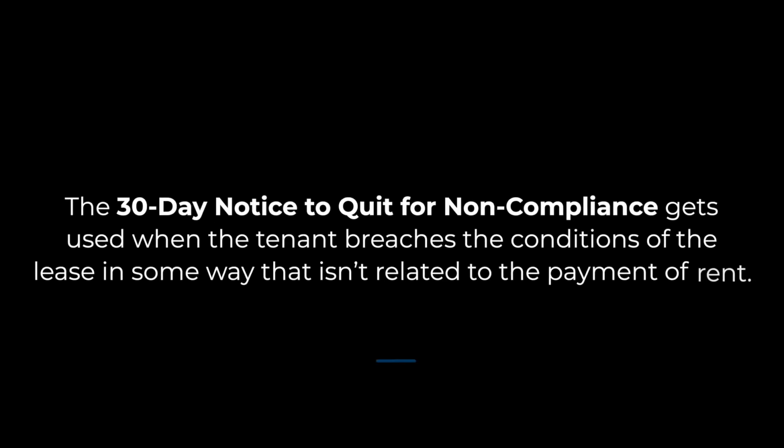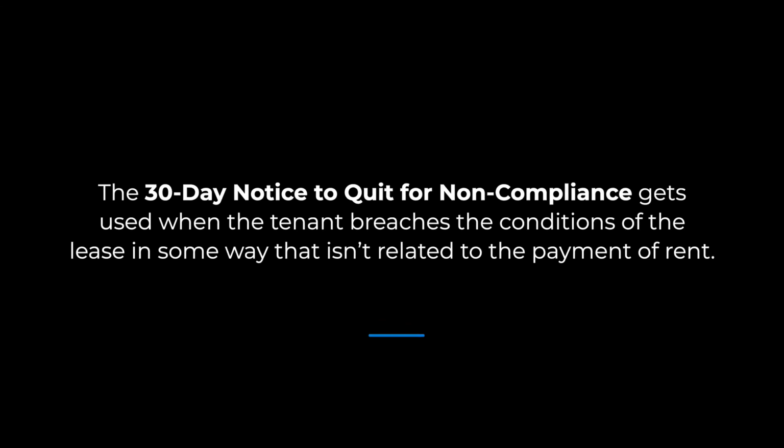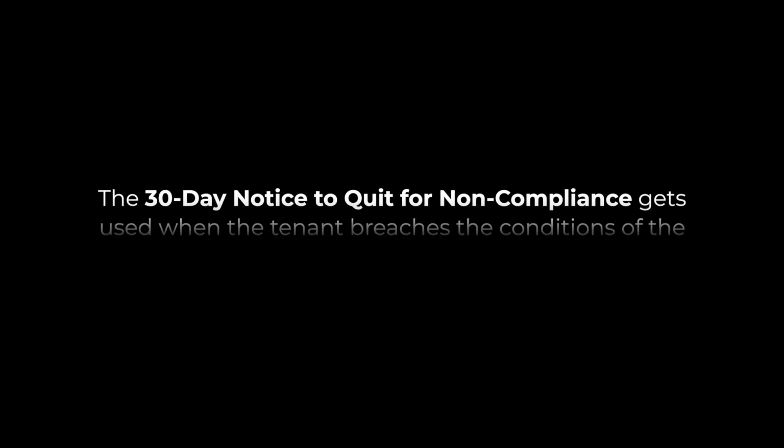The 30-day notice to quit for non-compliance gets used when the tenant breaches the conditions of the lease in some other way that isn't related to the payment of rent. An example is housing an unauthorized pet. This notice tells the tenant to either resolve the matter within 30 days or face being evicted.